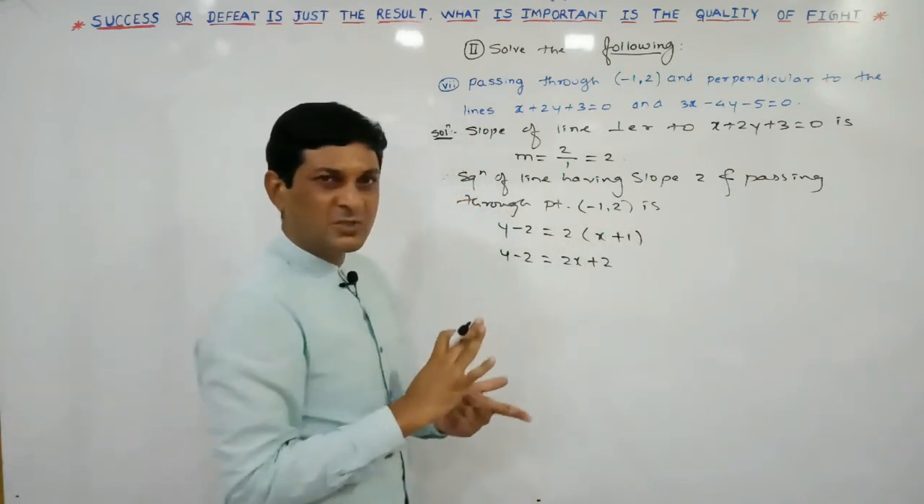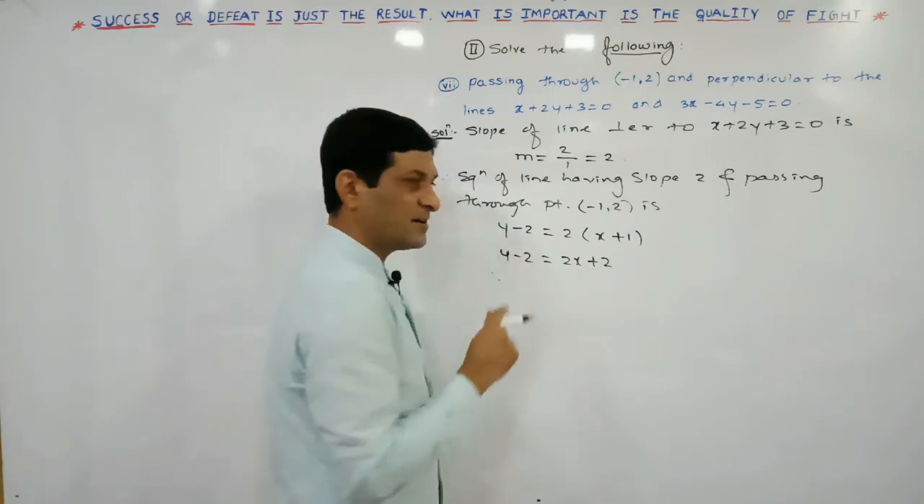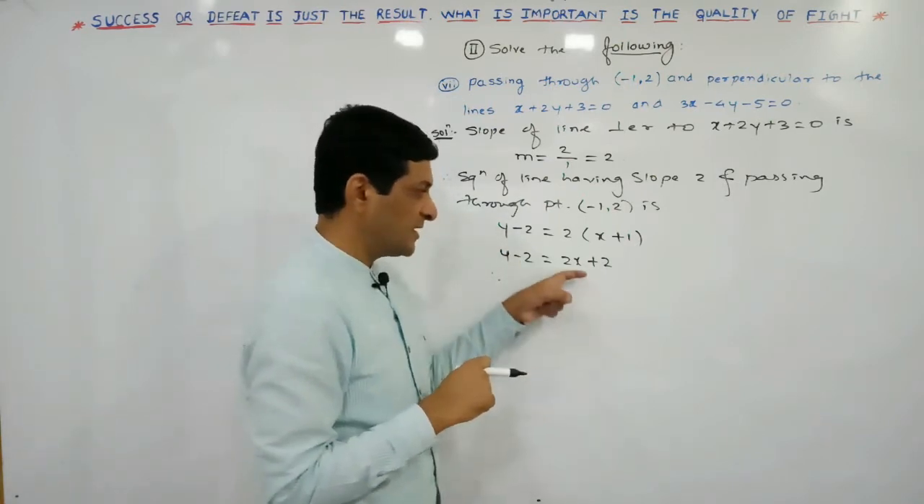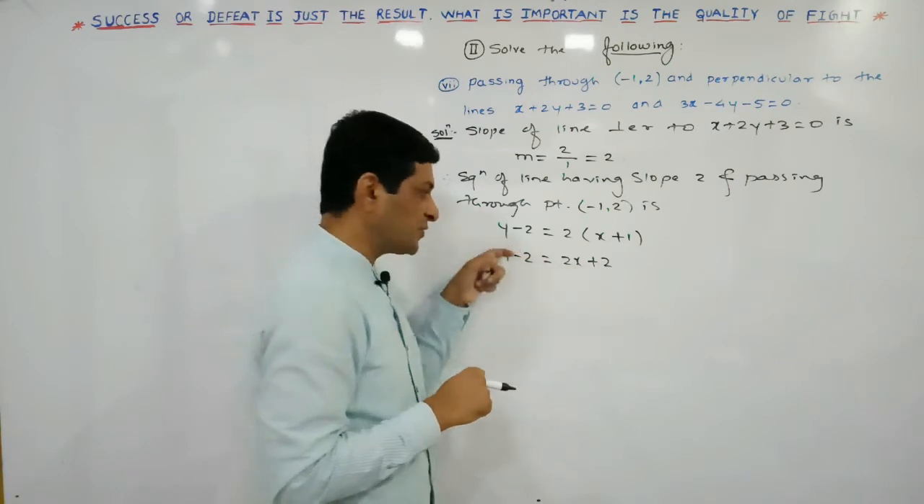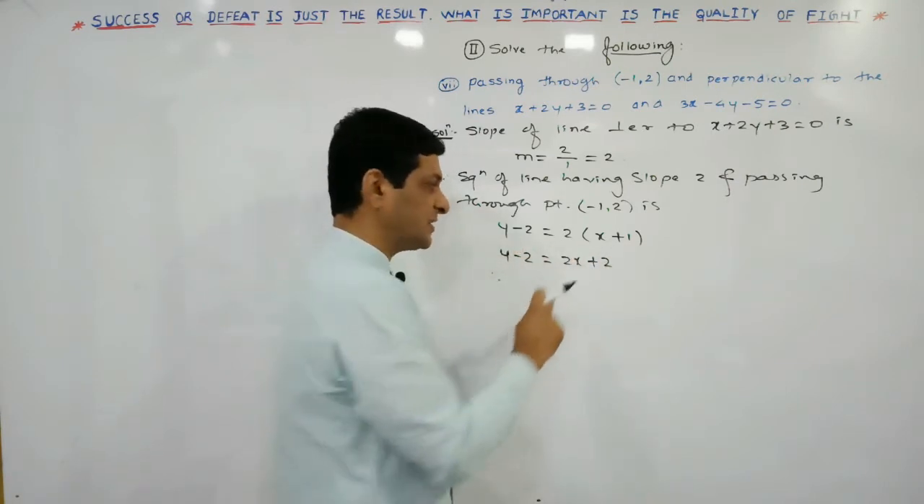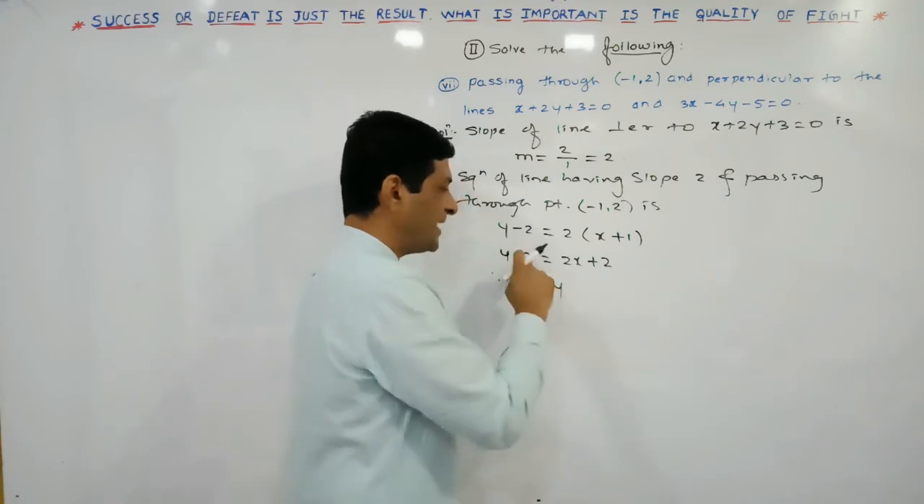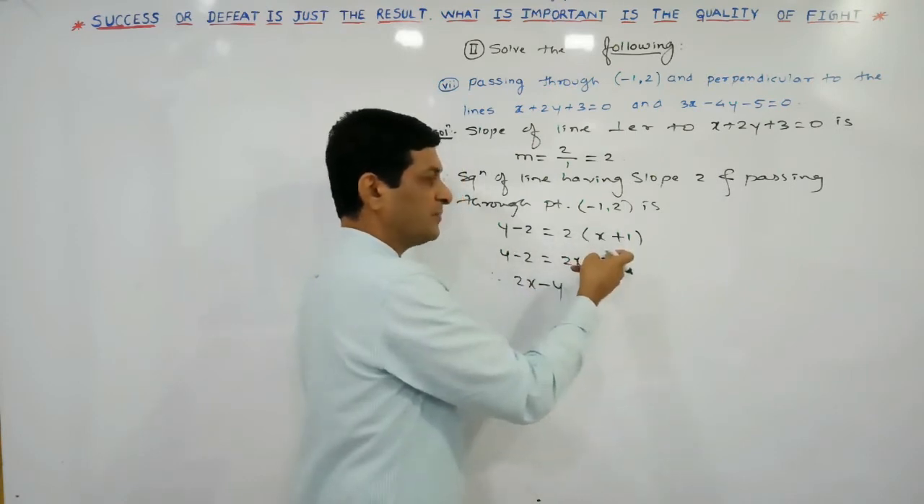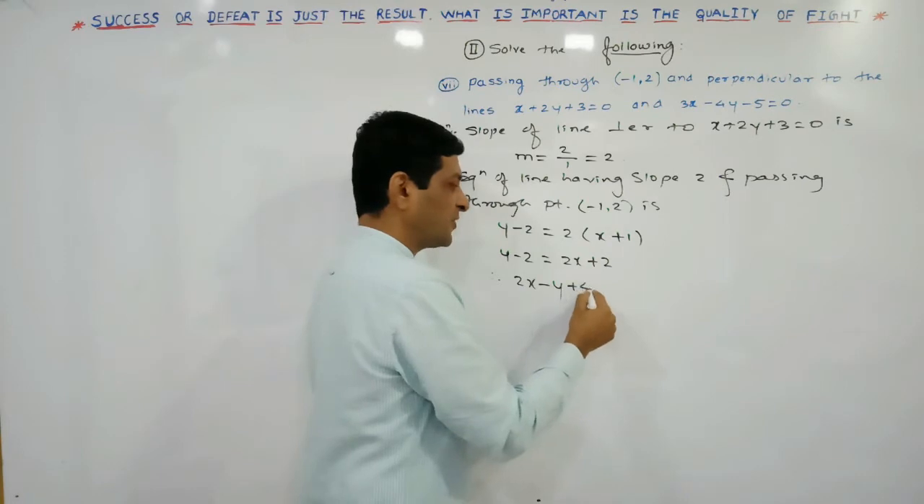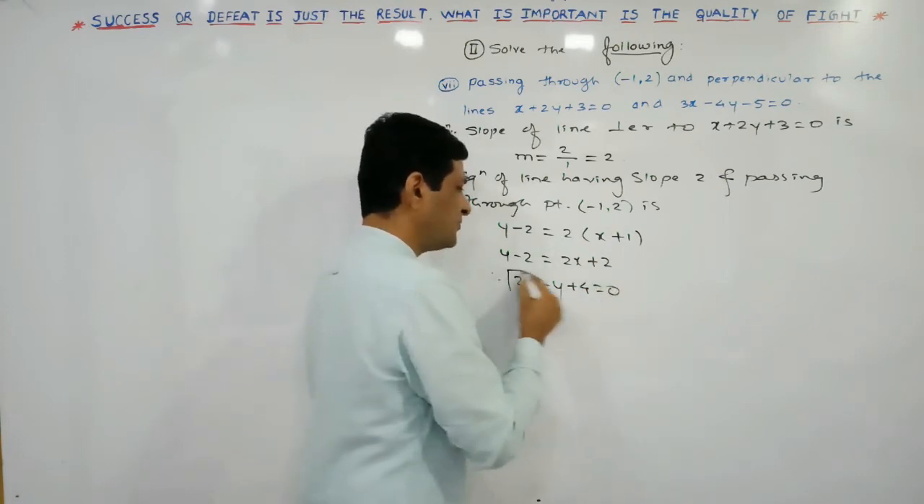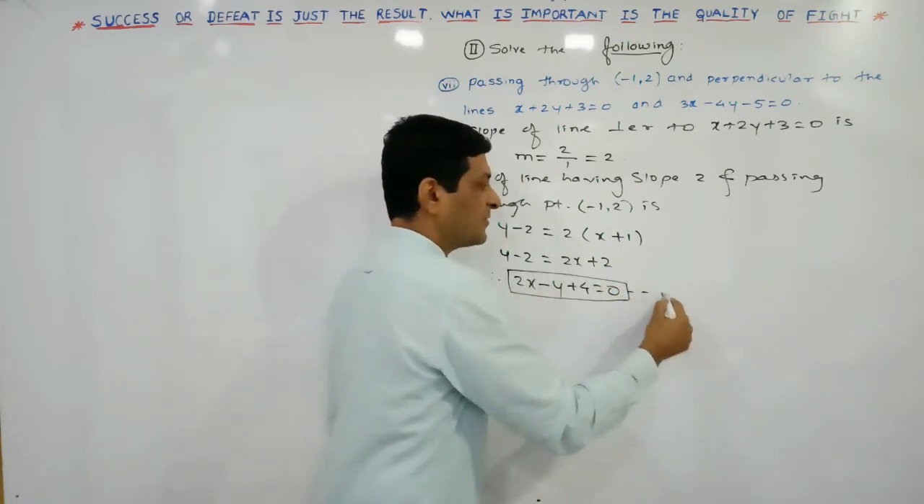Once the equation is known to us, write down this equation in standard form. First write down the term of x. On this side the term of x is positive, so we are collecting all these terms on this side. So 2x, plus y on this side will become minus y, and minus 2 on this side will become plus 2. 2 and this 2 will become 4 is equal to 0. In this way we have got the equation of our first line.